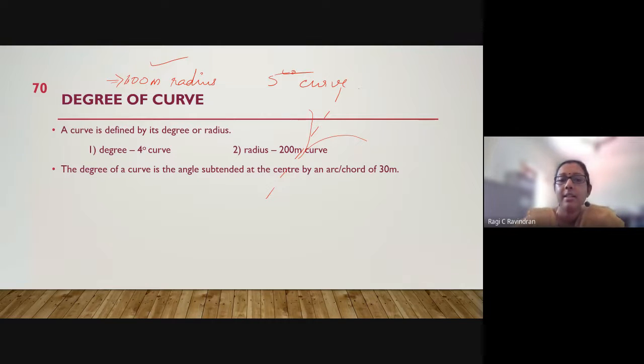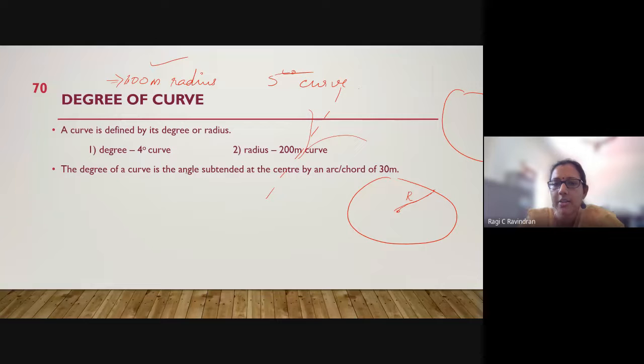And now what I am going to talk about is not new to you, because you have already gone through this in surveying and geomatics, right? So this is the degree of the curve. When we say the radius, you know what exactly a radius is: from the center, the distance to the circumference. Similarly, degree of a curve means the angle subtended at the center by an arc or chord of 30 meter.